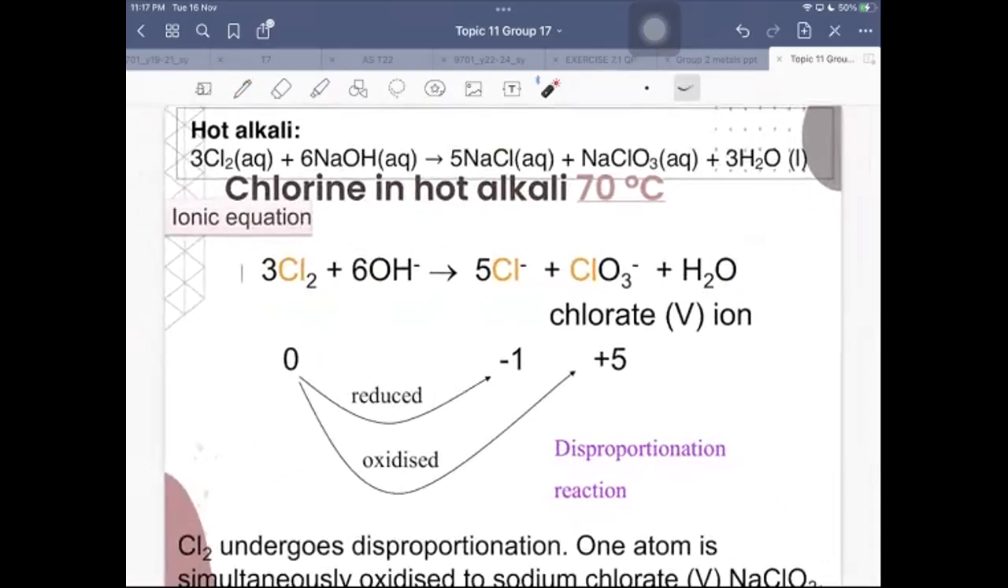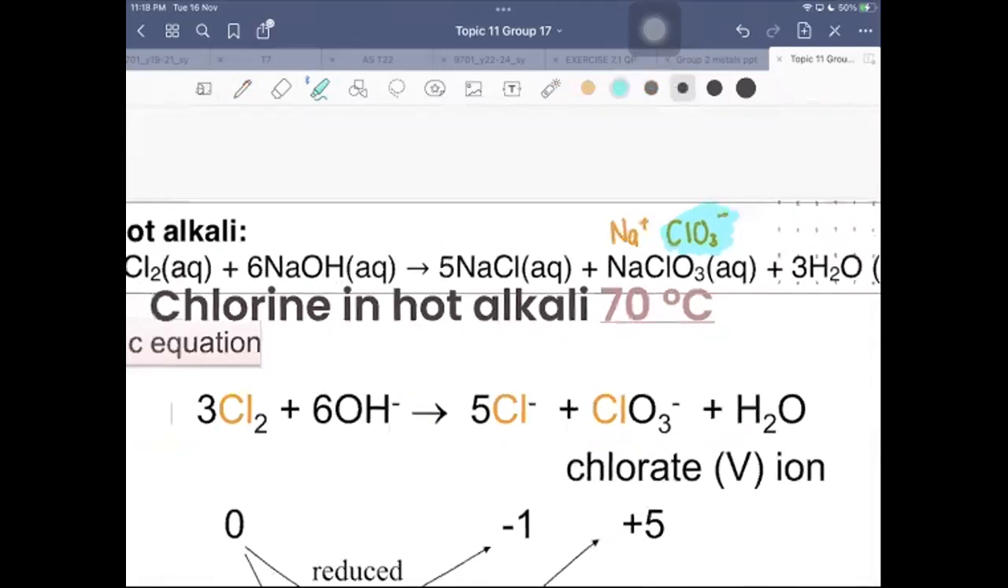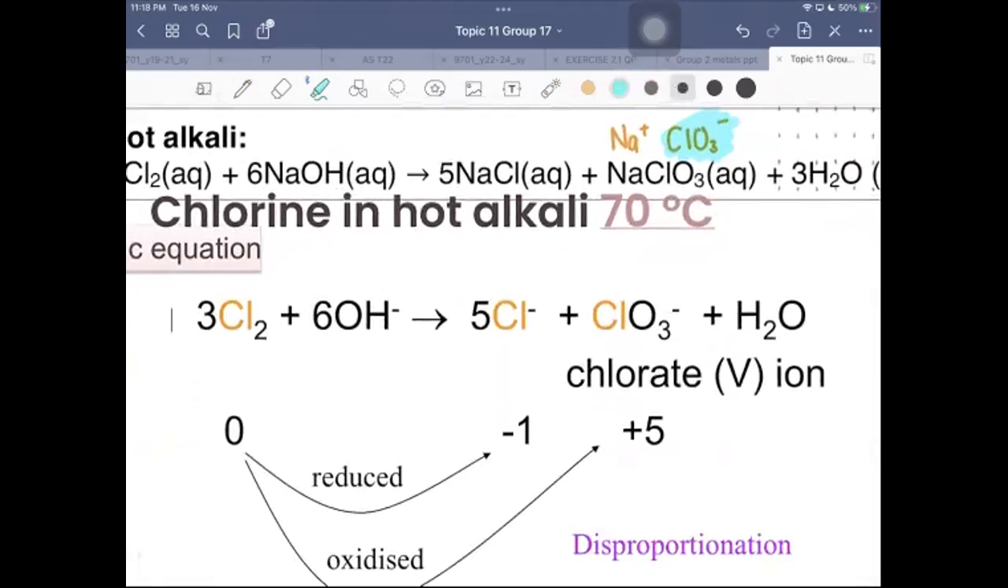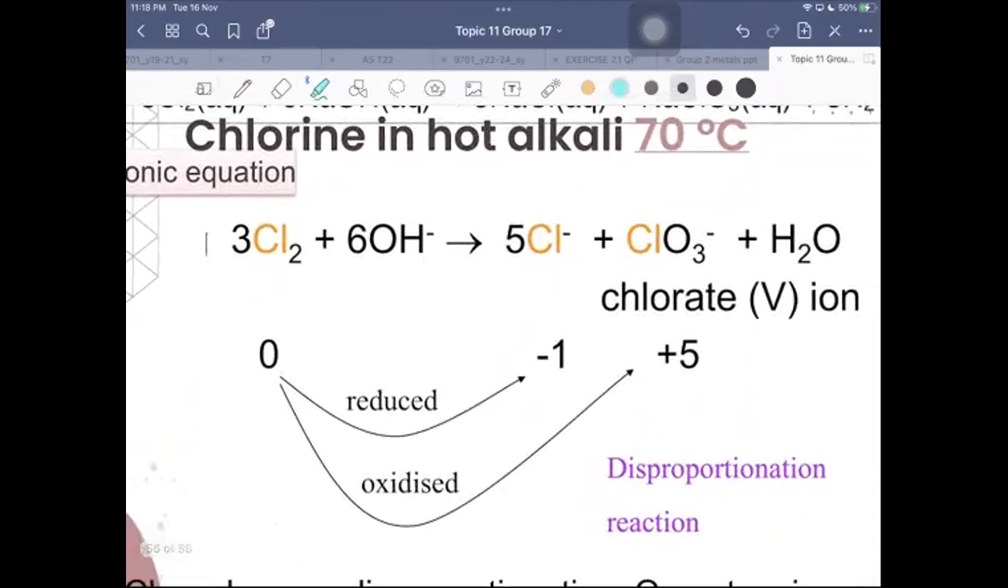Next is the reaction in hot alkali, same thing. This time, you have your chlorine ion as ClO3 minus. So this is a different ion from the previous one. The previous one was the chlorate(I) ion, which is the ClO minus ion. Now it's the ClO3 minus ion. Same thing. This time, I've got 3 times 2. I have 6 chlorine atoms.